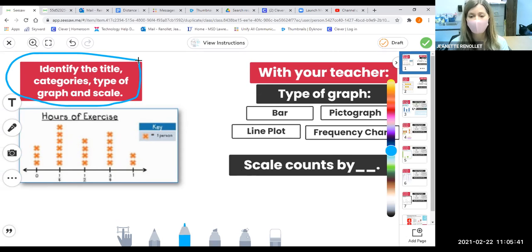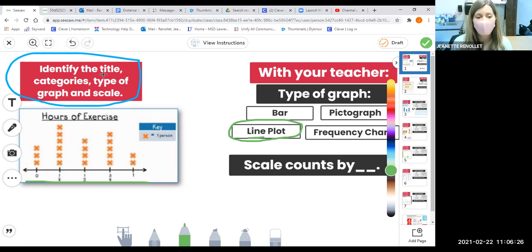First, let's start with the type of graph. Is this a bar graph, a line plot, a pictograph, or a frequency chart? This one is called a line plot. So I'm going to circle the type of graph to show that I can identify what type of graph this is. Notice it has the name line in it because it has a number line shown. We have just identified the type of graph.